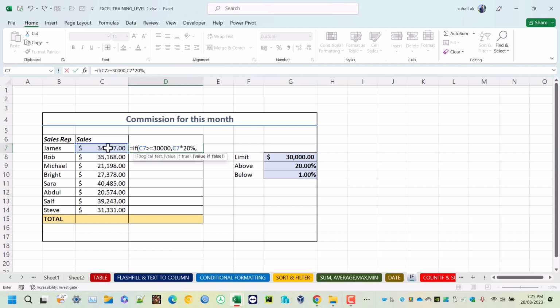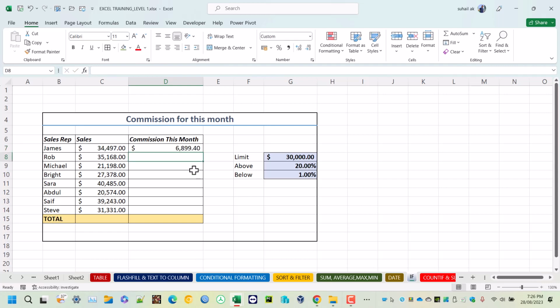and what if it is false? If you think C7 is less than 30,000, pick the number and multiply by 1%. So we can do the first action if it is true, and the second action if it is false. And here is the logical test, the condition. We can write the condition in different ways, but we need to make sure what I want if it is true or false. Now let me drag all the way down, and as you can see, this person didn't do 30,000, so we got only 1%. Yes, this is my answer.